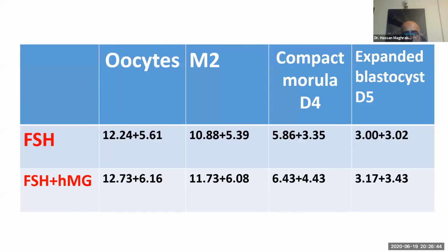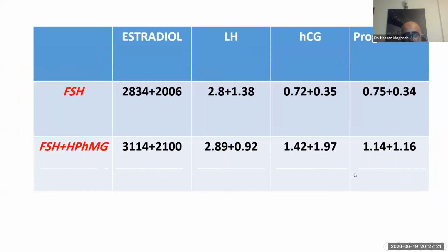As we can see here, in the arm with FSH, the mean number of oocytes was 12, and this was the same mean for the combined group, which had FSH and HMG. The M2 was more or less similar. Compact morula on day 4 was 5.8 and 6.4, and this allows for a transfer and a frozen cryotop, which gives a good cumulative pregnancy rate, and the expanded blastocysts after transfer on day 4 were 3 and 3 for both arms.